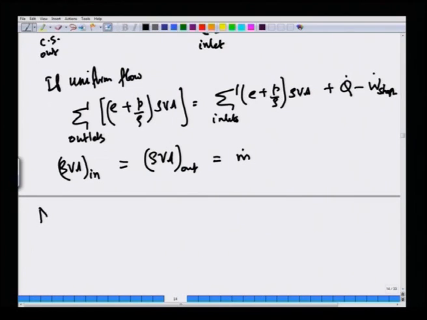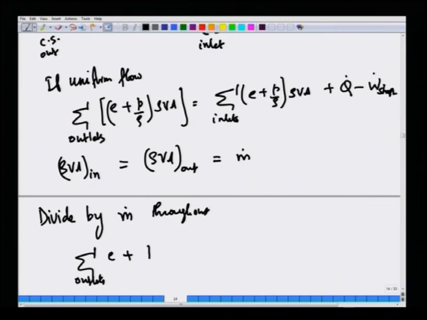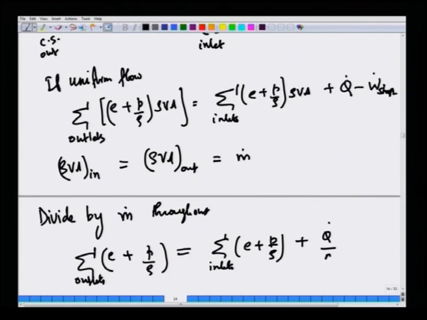So, if I divide by m dot throughout, I get the summation over outlets of (E + P/ρ) equals the summation over inlets of (E + P/ρ), okay, plus Q dot by m dot minus W shaft dot by m dot.